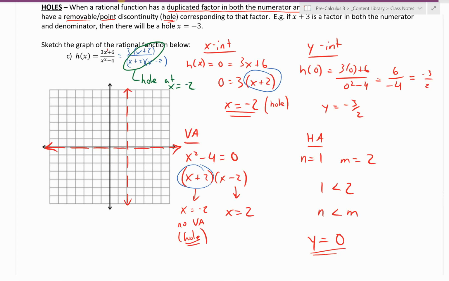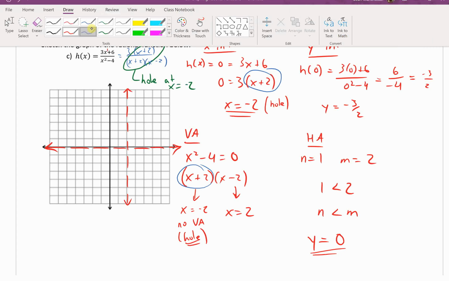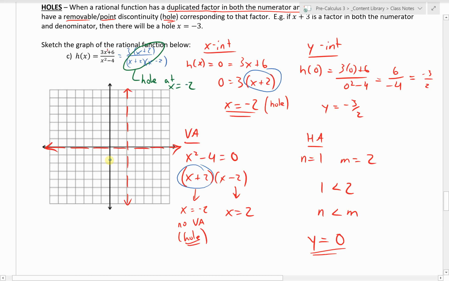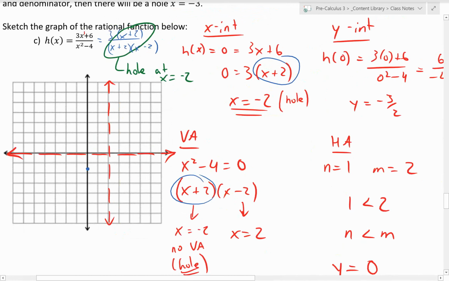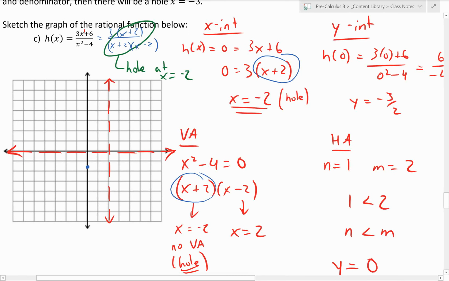Let me switch to blue to draw the actual graph. So I've got my y-intercept drawn, and now it's a little bit weird here because I'm not sure what else I'm going to need to graph. At this point, I'm probably going to want to plug in some extra points and see what's going on.